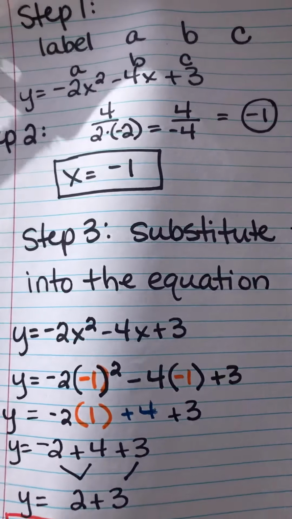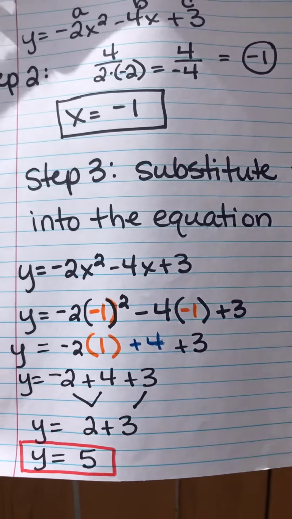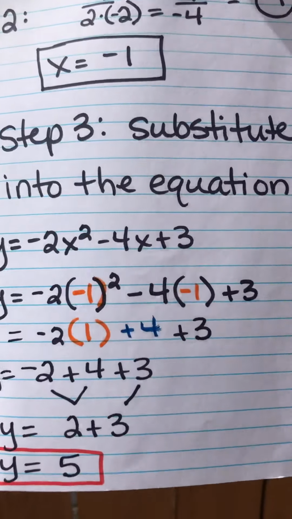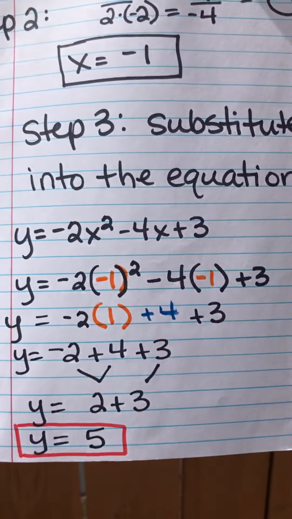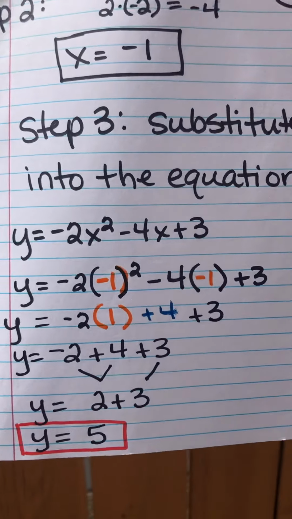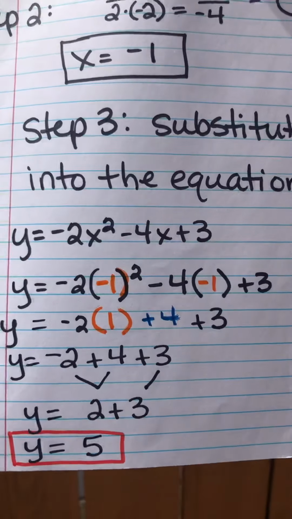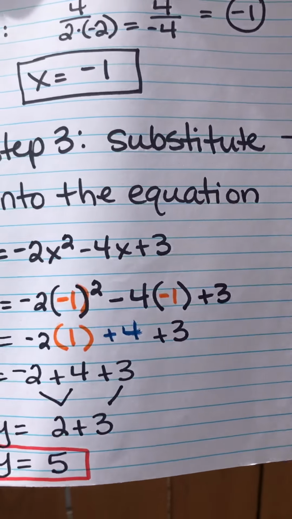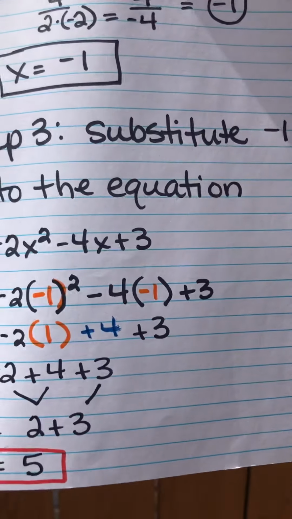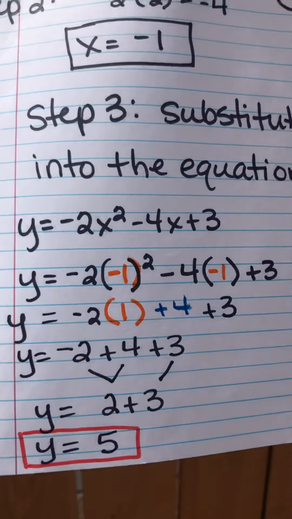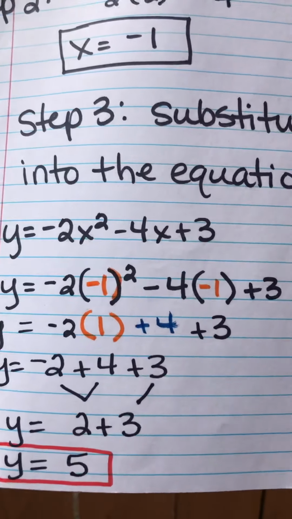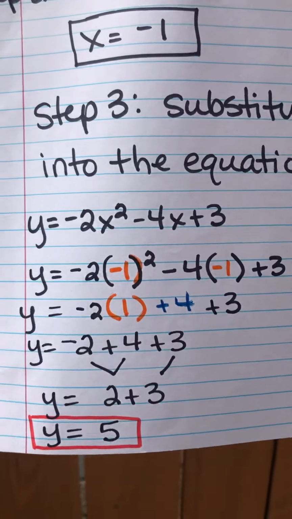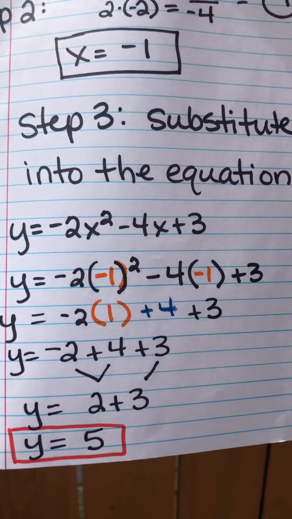Step 3, we're going to substitute into the equation. So we have y equals -2x squared minus 4x plus 3. So let's write that down. I have to write it step by step. So y equals -2 times -1 squared minus 4, which is a -4 times -1 plus 3. So y equals -2 times +1 plus 4 plus 3. Which brings us down to y equals -2 plus 4 plus 3.